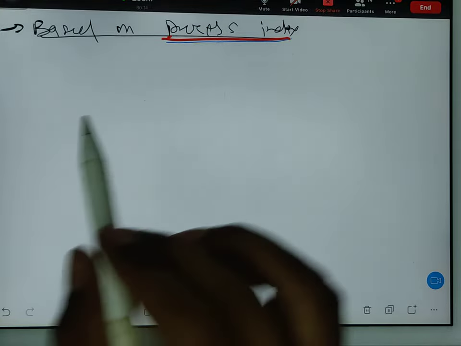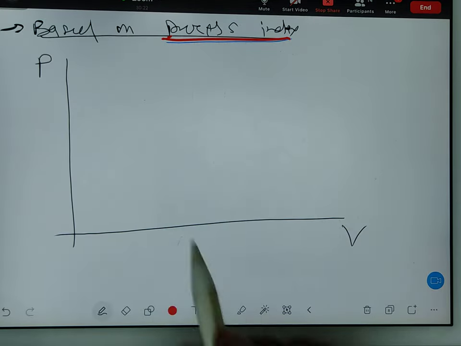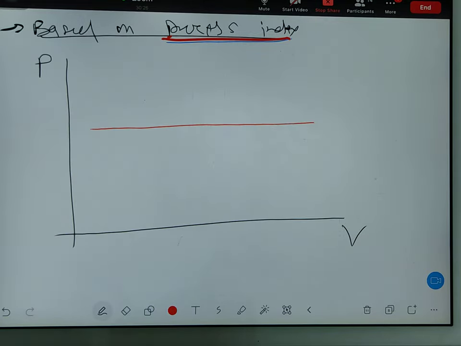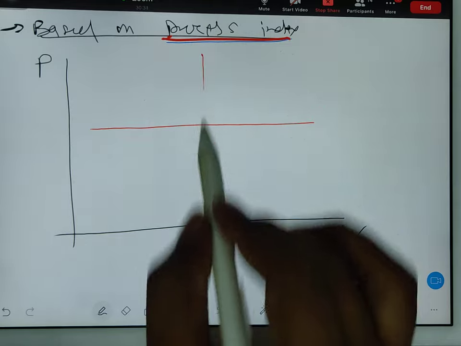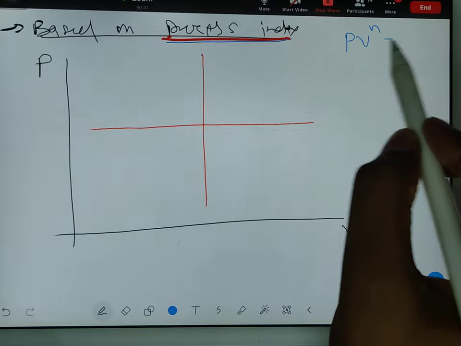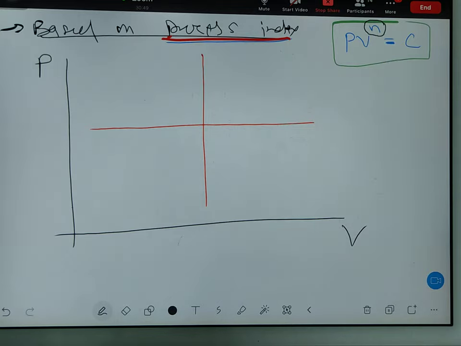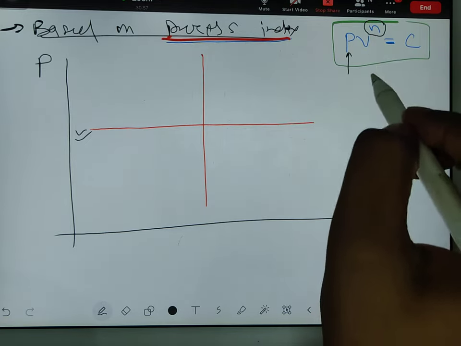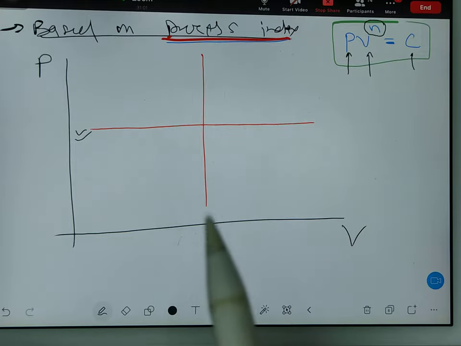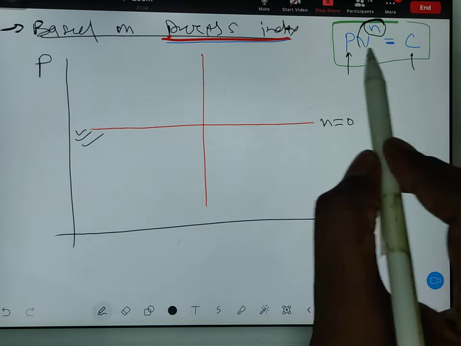So process index you can understand with this diagram. A PV diagram is there. If you draw a straight line like this, it means your pressure is constant. If you draw a line like this, it means volume is constant. I am giving you a general equation, PV^n equals constant. For what value of n will you get this straight line? Here P is pressure, V is volume, C is constant. It is very clear, for n equal to 0, this whole term becomes 1, so pressure is equal to constant.